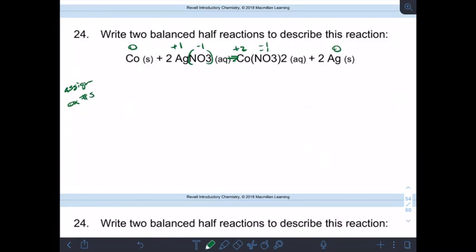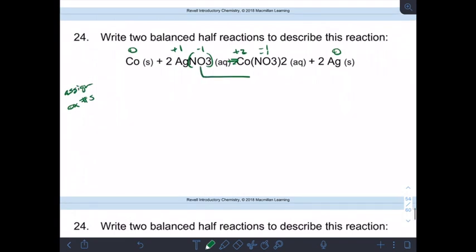Okay, so polyatomic ions are really handy because the oxidation state of the whole ion is the same as its charge. Okay, so nitrate ions are minus 1. Remember, if you haven't looked back at your polyatomics in a while, you might want to revisit those before the final. Just a little warning. Okay, but let's take a look at what oxidation numbers have changed.